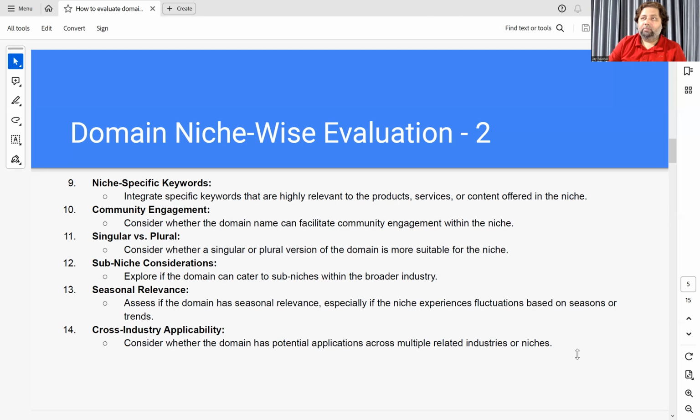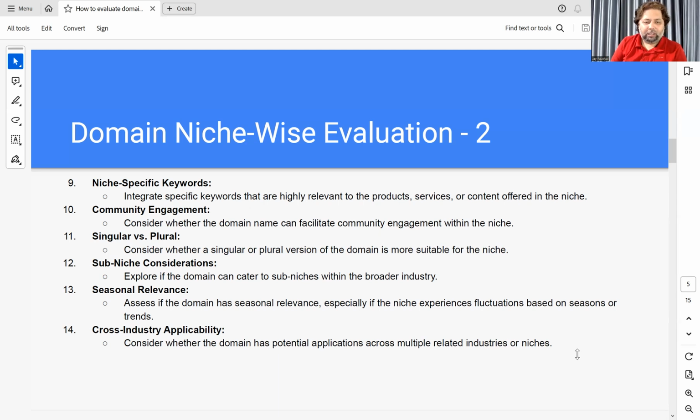Seasonal relevance is also necessary. For example, umbrellas sell in rainy season. If in some country it always rains, you can sell those seasonal domain names there. Like in Canada, we have tried this, woolenjacket.com, right?